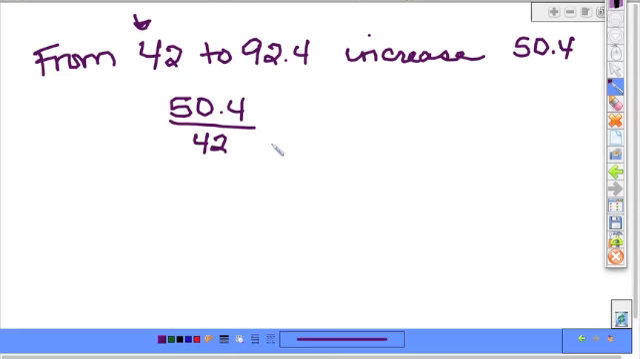If I divide this out, top number going inside the box, I'm going to get 1.2. But I want the percent, so remember, you move the decimal 2 places, so I get 120% increase. Look at another problem.